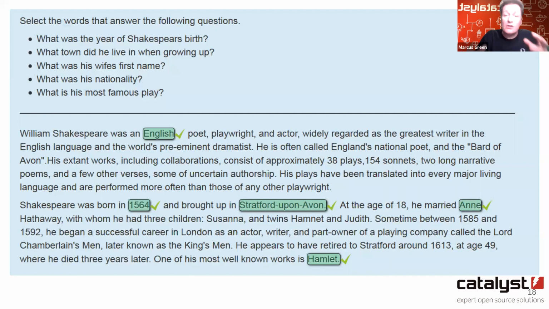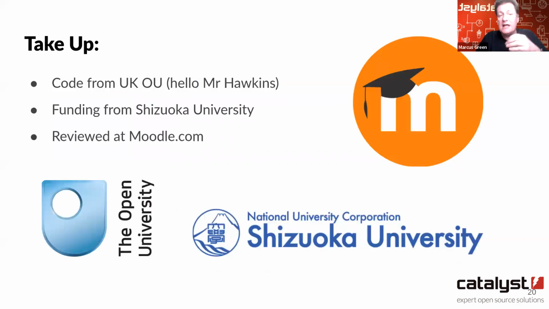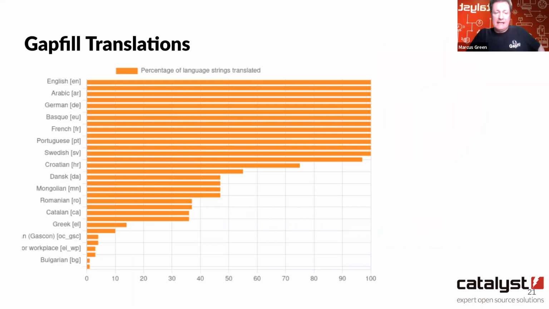So this is really easy to use because all you've got to do is get a passage of text with a bunch of questions and put square braces around the correct words. Again, this quickly became popular. It's just got under 1,500 installations. It was picked up by the UK Open University, which I felt like I was an A-level student who'd been contacted by Stephen Hawking to help him with physics. I got some funding from Shizuoka University in Japan, and it got a lovely review at Moodle.com, which made me very happy indeed. Both the question types have been translated into multiple languages.